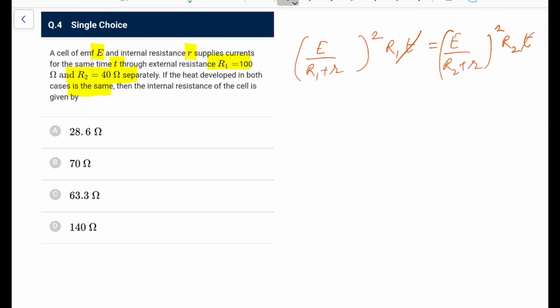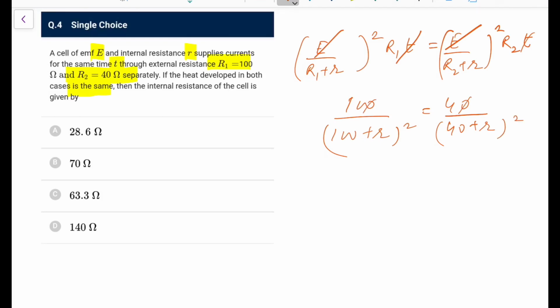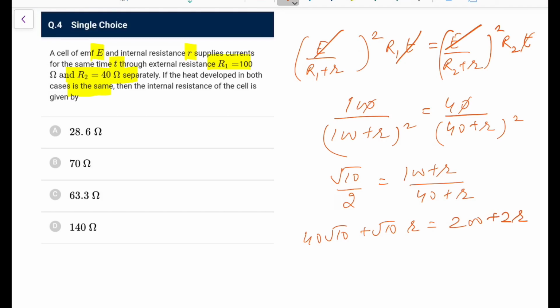So the T's get cancelled, and E square gets cancelled. What I get is 100 upon (100 plus r) whole square equals 40 upon (40 plus r) whole square. Taking the square root, root 10 by 2 equals (100 plus r) upon (40 plus r). So 40 root 10 plus root 10 r equals 200 plus 2r. So we get (root 10 minus 2) times r equal to 200 minus 40 root 10.